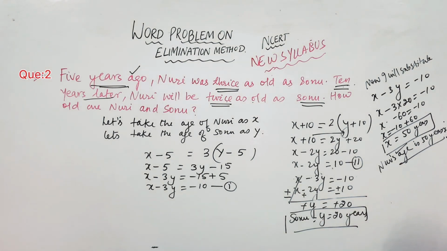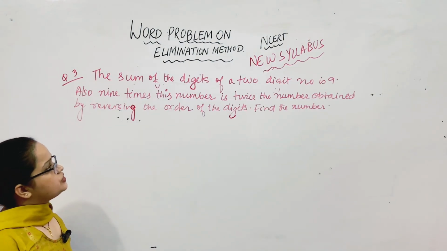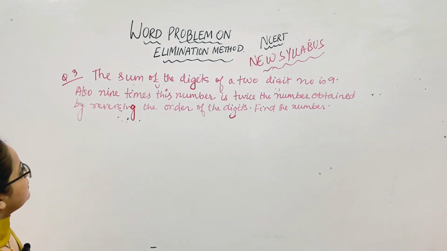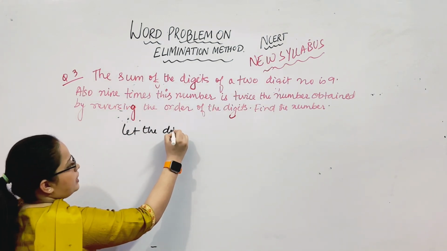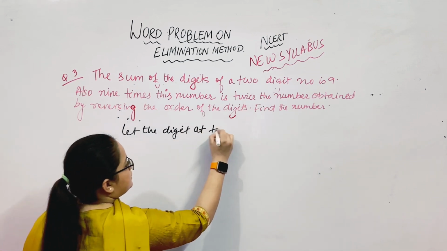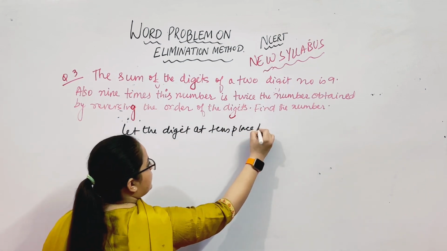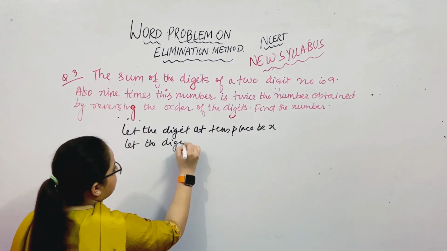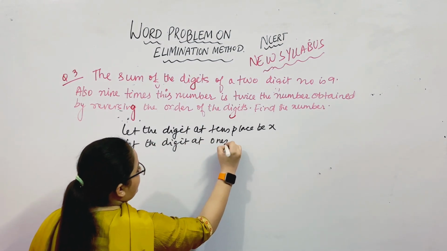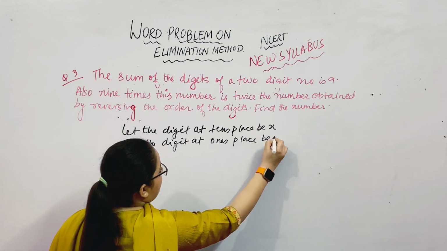Let's take another question. The question says the sum of the digits of a two-digit number is 9. Also 9 times this number is twice the number obtained by reversing the order of the digits. Find the number. So in this case, let the digit at tens place be x. Let the digit at ones place be y. Okay.